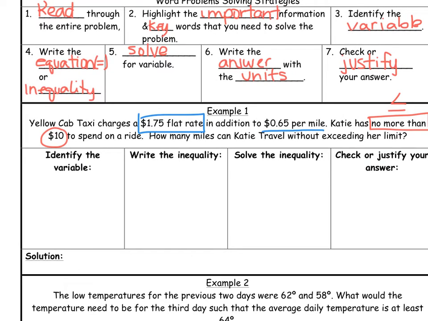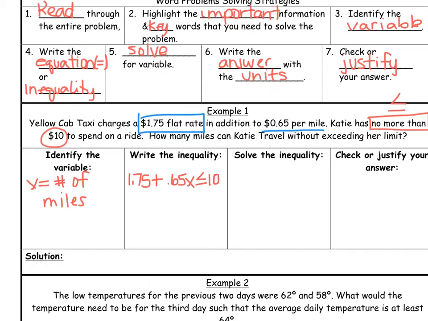So we want to identify our variable. We could pick any variable. I'm going to let x equal the number of miles Katie can drive. Write the inequality. If we were going to set this up as an equation, we would have our flat fee, which is $1.75, plus the 65 cents per mile, but she doesn't want to spend more than $10. So it has to be less than or equal to 10.